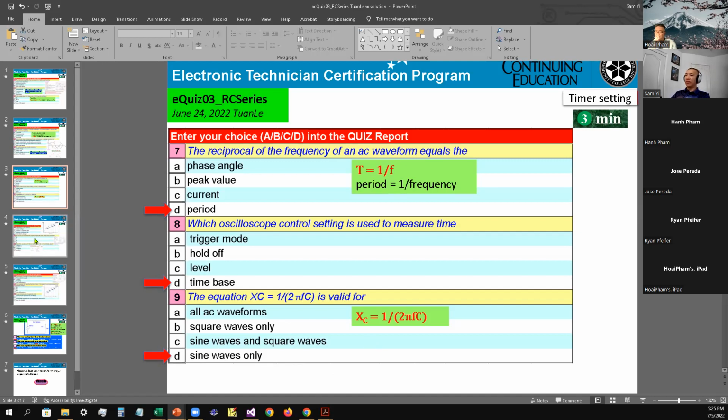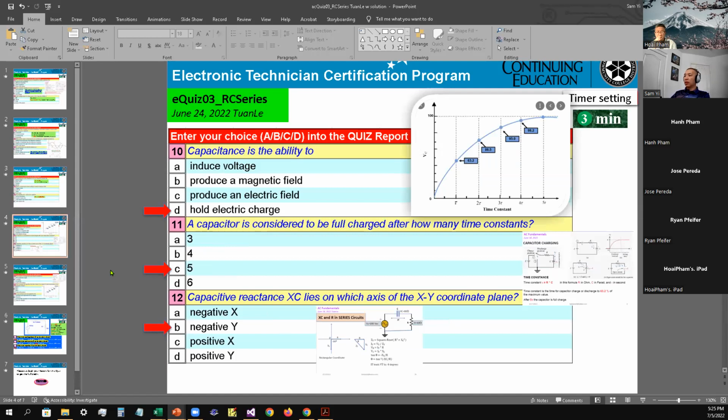Okay, no question, next set. Number 10, capacitance is the ability to hold charges. So the answer is D as in David. As you can see, this is your capacitor. So the voltage of the capacitor, it's able to hold that charge. At the first time constant, 63.2%, then 86.5%, 95%, 98.2%, and at the 5T, that will be 100%. So the answer is D as in David for number 10.